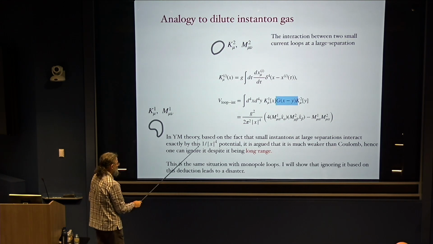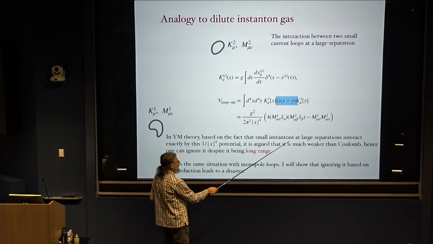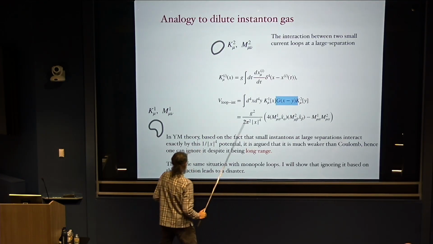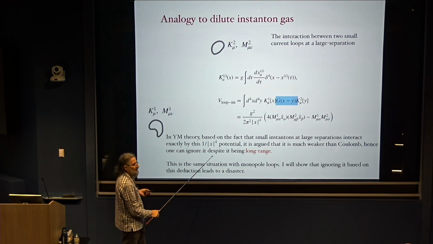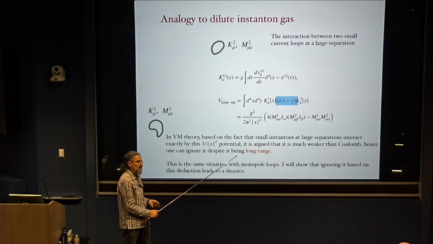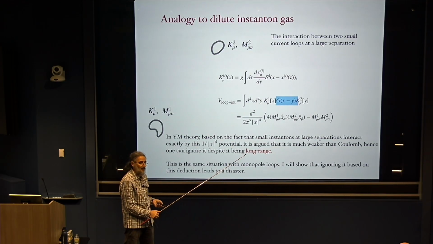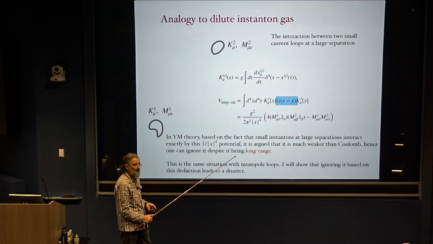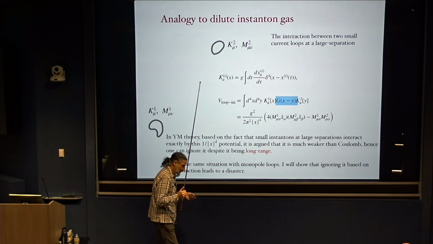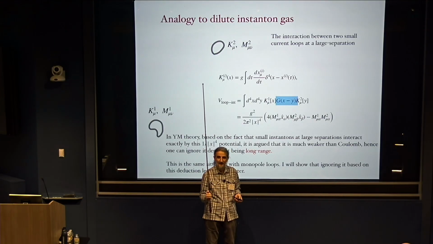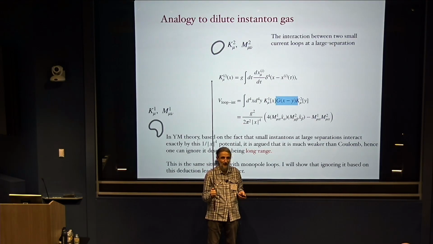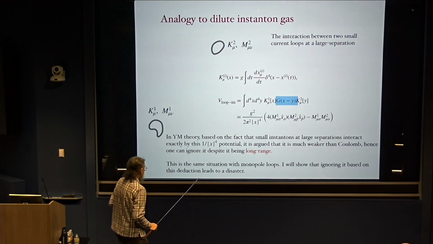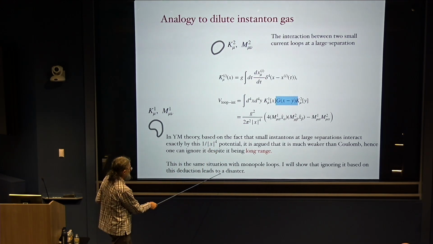In Yang-Mills theory, based on the fact that small instantons at large separations, exactly same calculation, interact by this 1 over x to 4 potential, it is argued that, oh, this is much weaker than Coulomb potential, which is 1 over x squared. Hence, it can be ignored despite it being long range. The lesson we learn from semi-classics, one should never ignore long-range interactions between topological configurations. Okay? So this is the same situation with monopole loops.